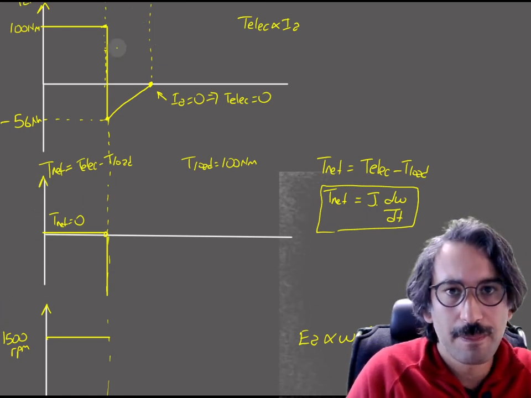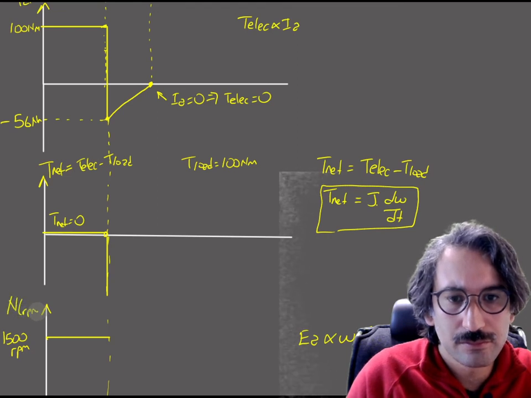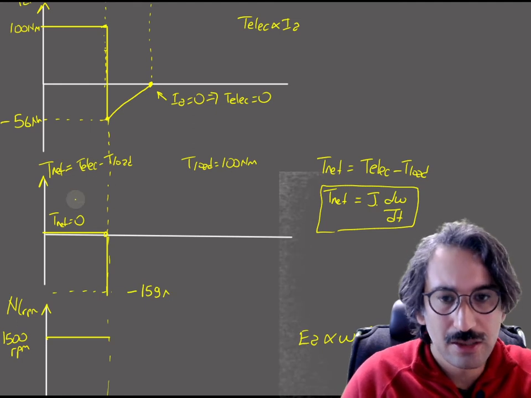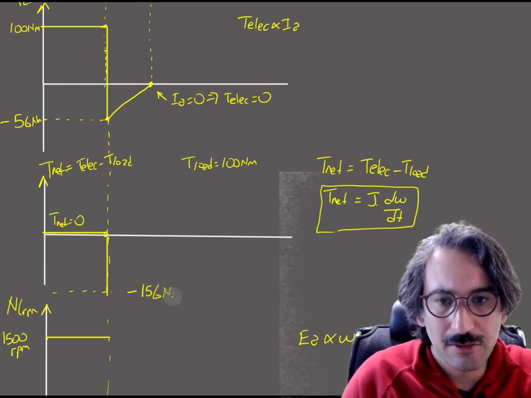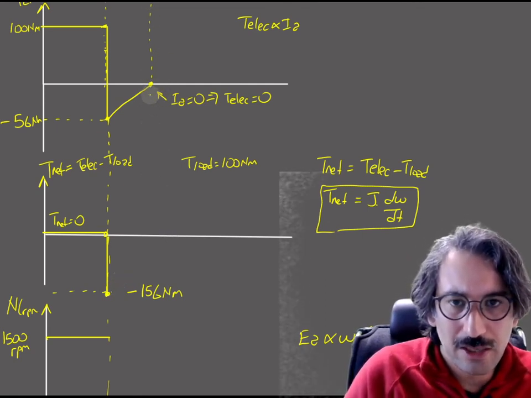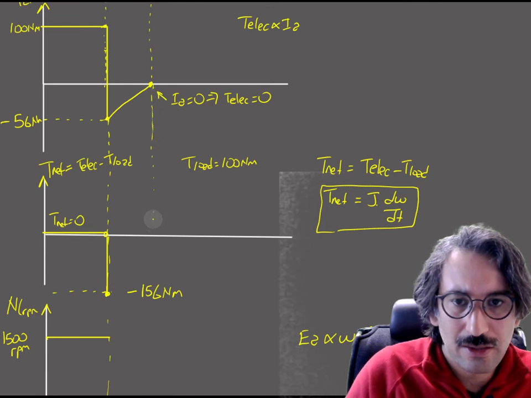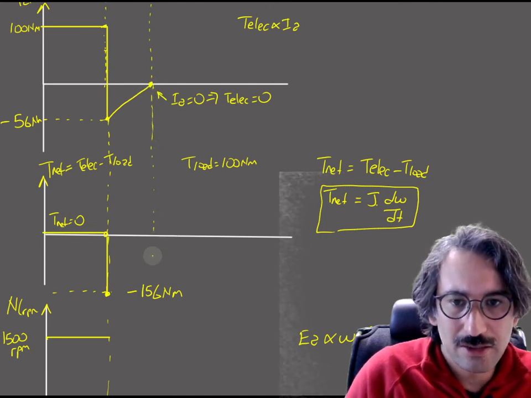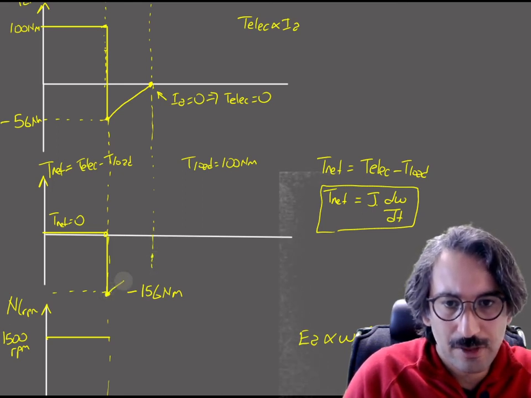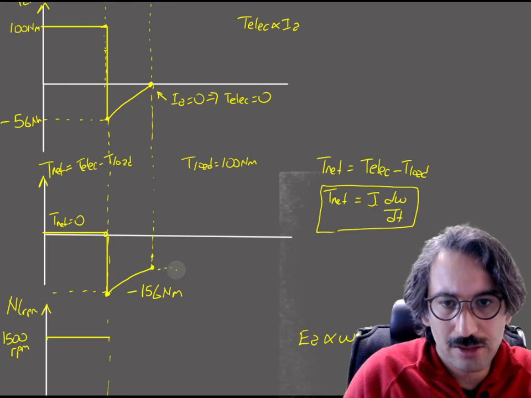And that value will be minus 159 Newton, minus 56 Newton meter, right? So from now on, if we have zero electrical current, that means we will still have, let me plot it accordingly, down to here, and this is minus 100 Newton meter, right?